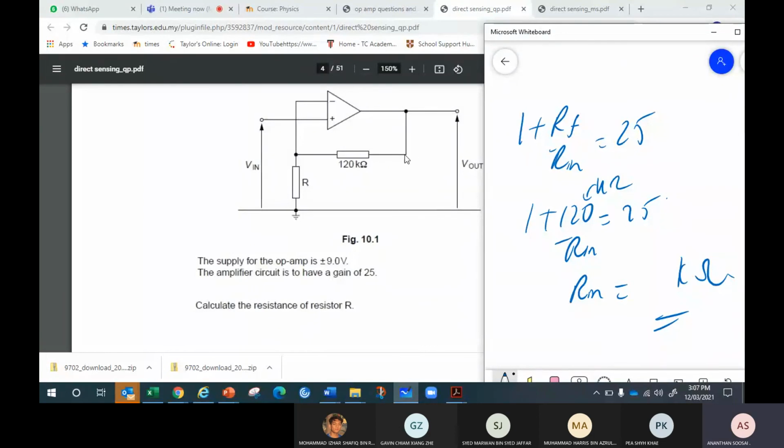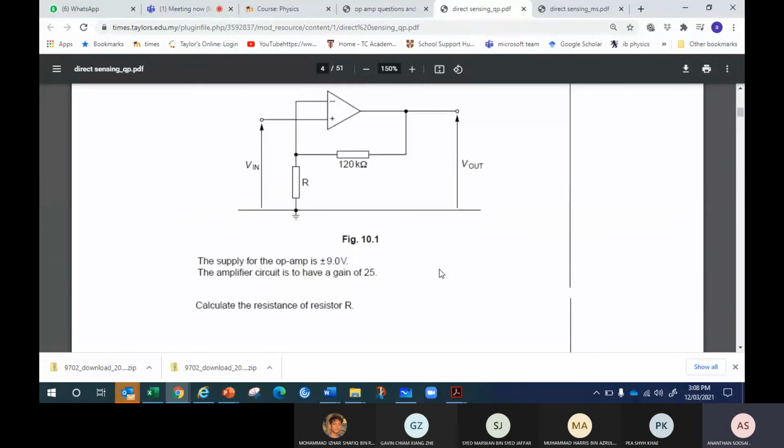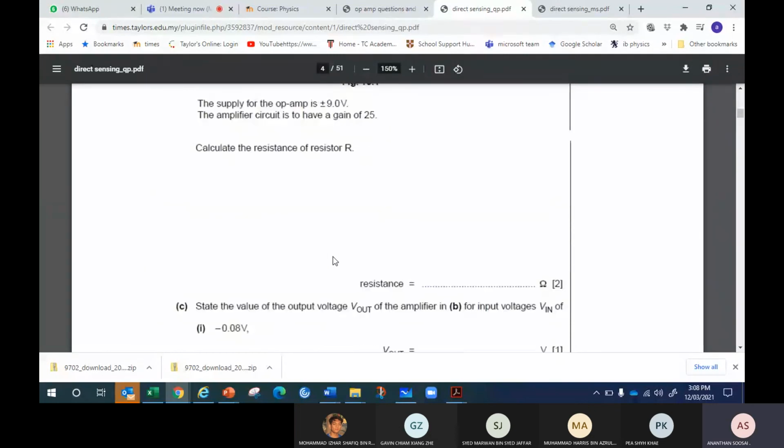If anyone predicted this as an inverting amplifier, all gone. You would use negative RF over Rin, so the answer would be wrong. So it is very important to check what type of amplifier it is. The question does not tell you whether it is inverting or non-inverting. They just said this is the circuit. They want you to figure out which gain formula to use.